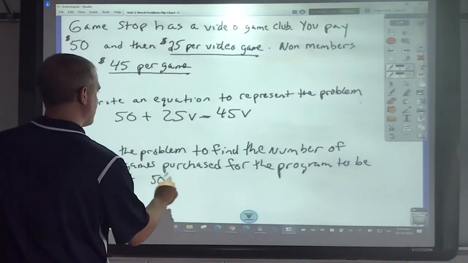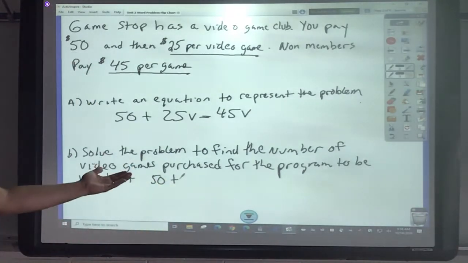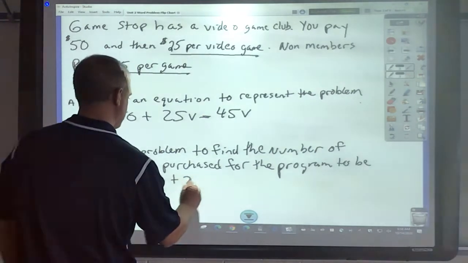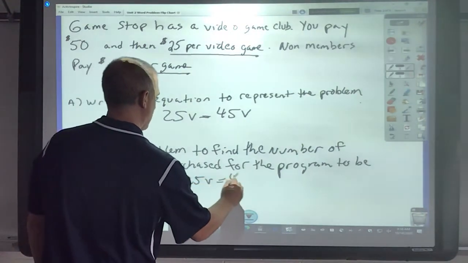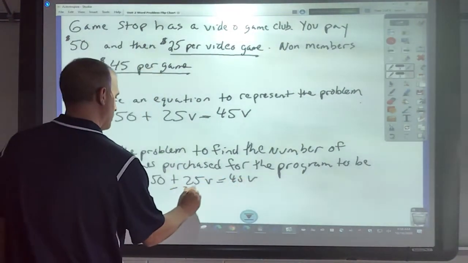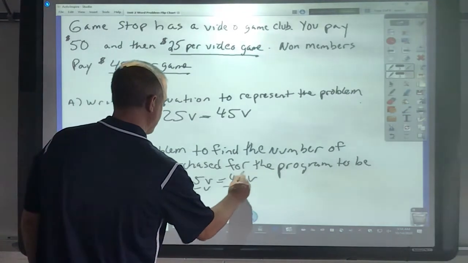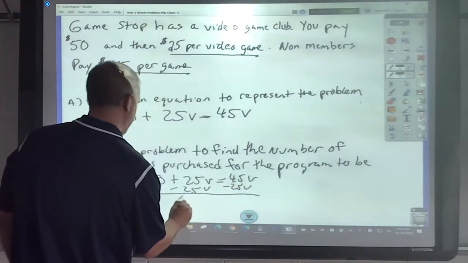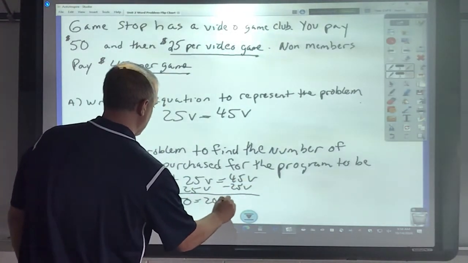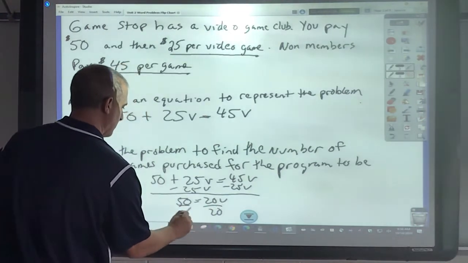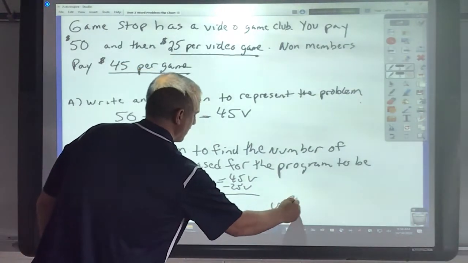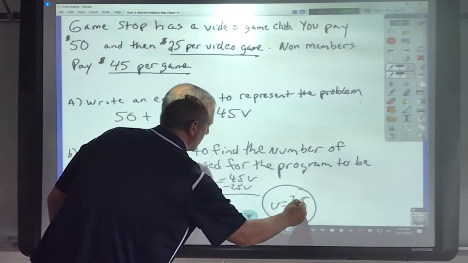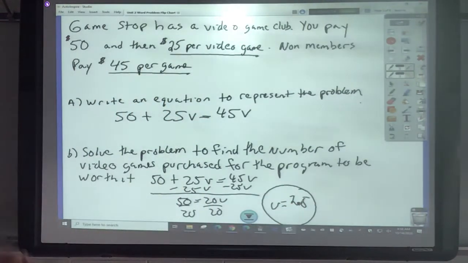To answer the question, solve the problem to find the number of video games purchased for the program to be worth it. All I would do is subtract 25V. So that's 50 equals 20V, and then divide by 20. So V would be 2.5, so you'd have to buy about 2.5 games for it to be worth it, okay?